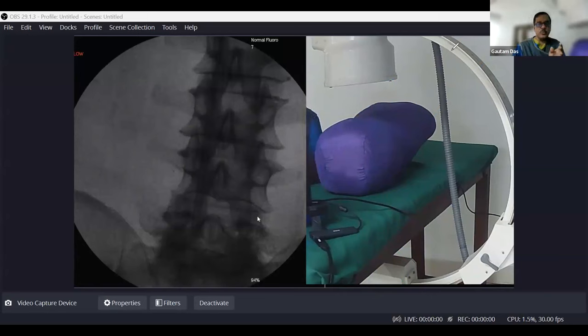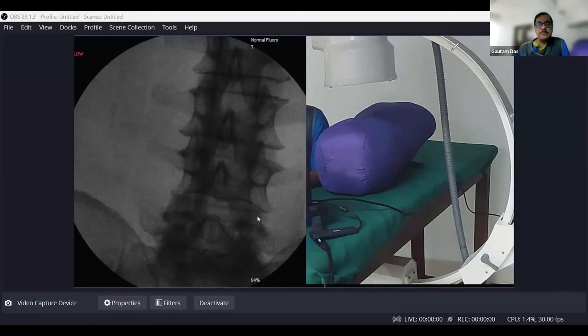Mostly, you have to do it AP and oblique. Oblique also gives a little bit of radiation, not as much as the PA view or lateral view. So always remember these very basic things. And if you are appearing for any of the fellowship exams, radiation hazard is one of the very important things. And you should be having the badge, which will be telling you how much radiation is there.